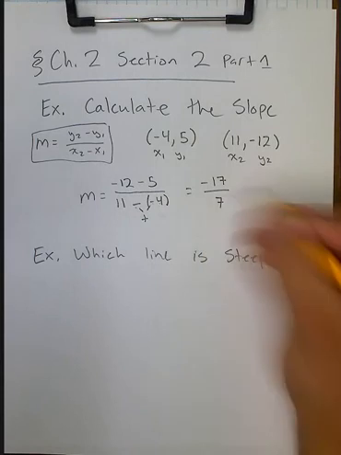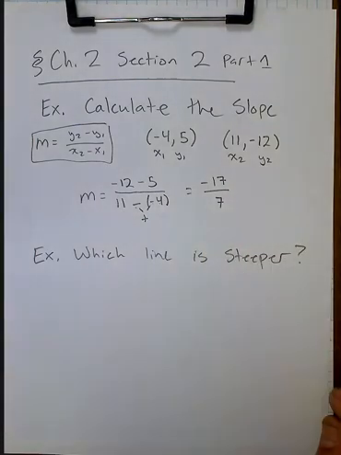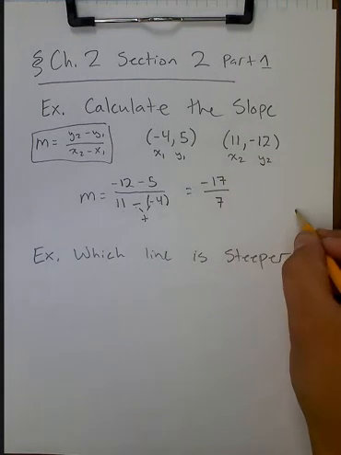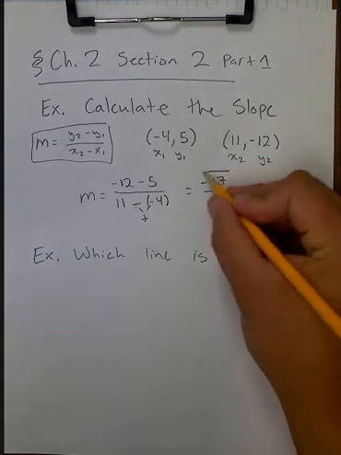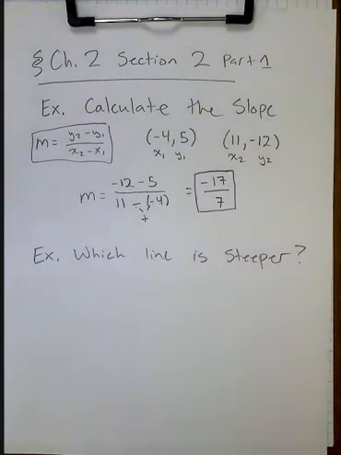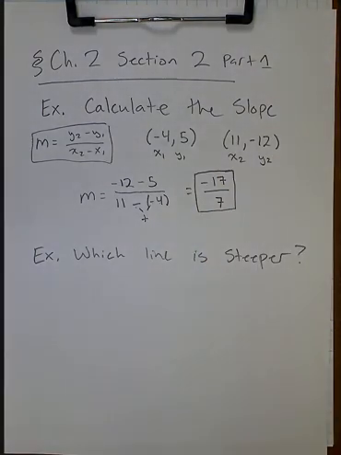Okay, -17 over 7 is an acceptable answer. Don't try to change it to a mixed number. It makes your life just a little bit harder, so we'll just leave it as -17 over 7. Okay, and this represents a line that is falling because of a negative sign.